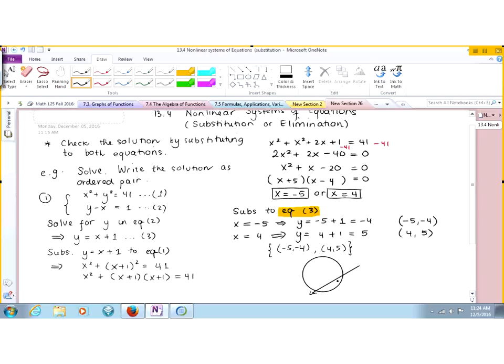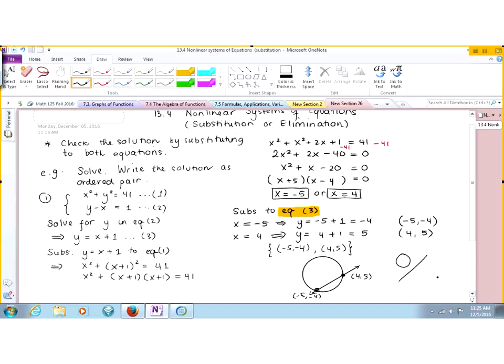And how many times does it intersect? Twice. So that's why it has two intersections. One is (-5, -4). The other one is (4, 5). So you could sort of think about this. This is (4, 5). Maybe this one is (-5, -4), somewhere here. Make sense? Yeah. So there are a lot of possibilities.